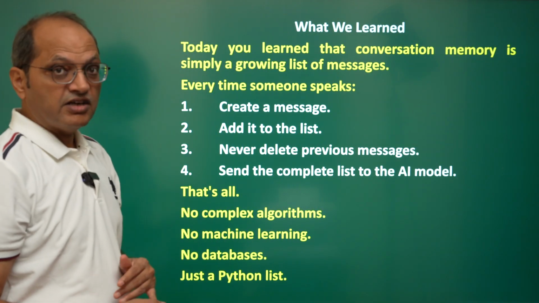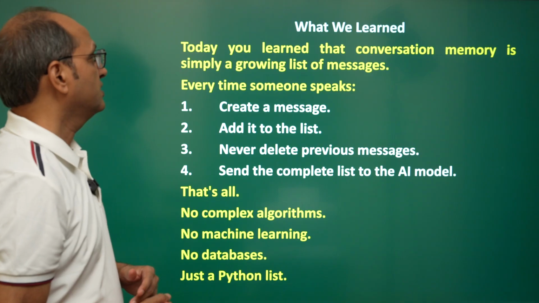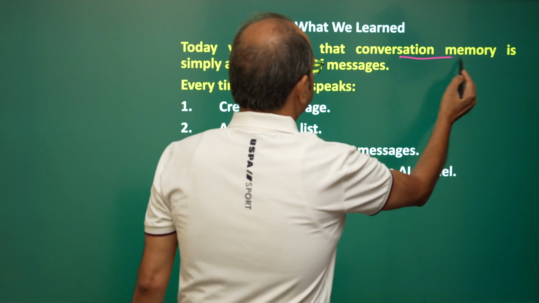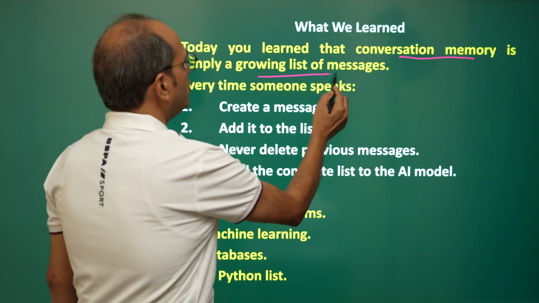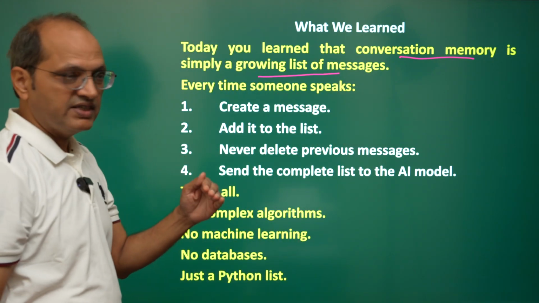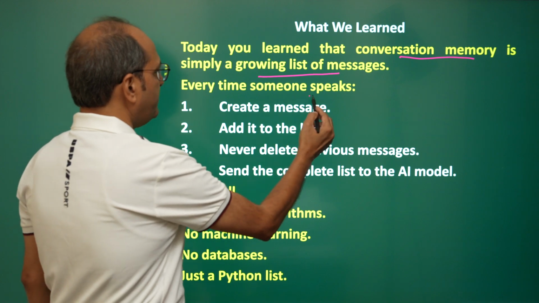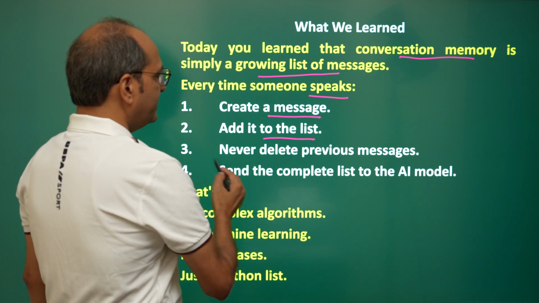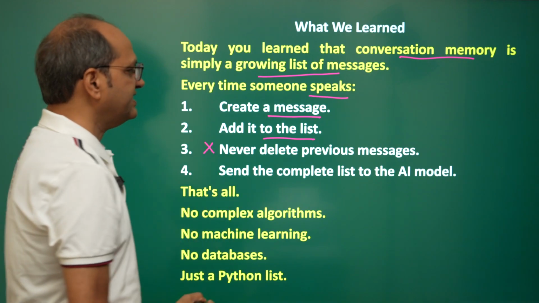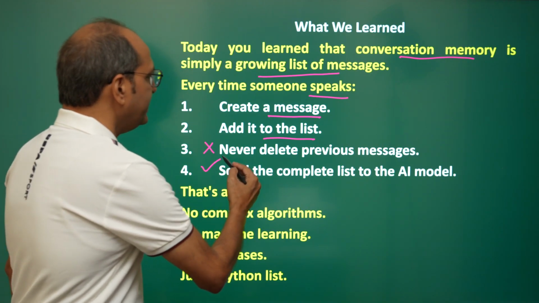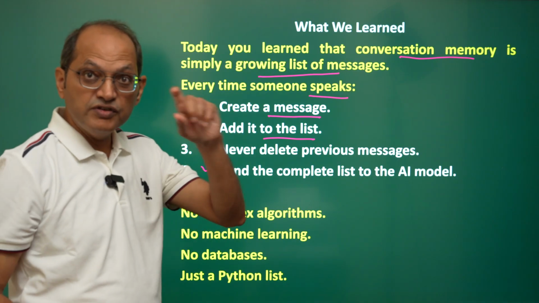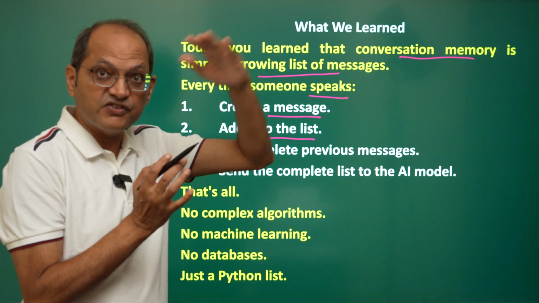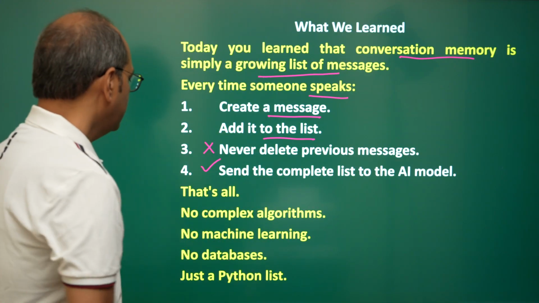So what have we learned so far? Today you learned that conversation memory is simply a growing list of messages. Every time someone speaks, create a message, add it to the list, never delete previous messages, send the complete list to the AI model. So we will send the complete list. That means the entire context right from the first message to the last message. That's all.